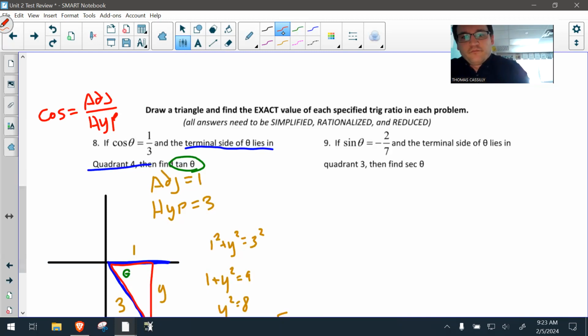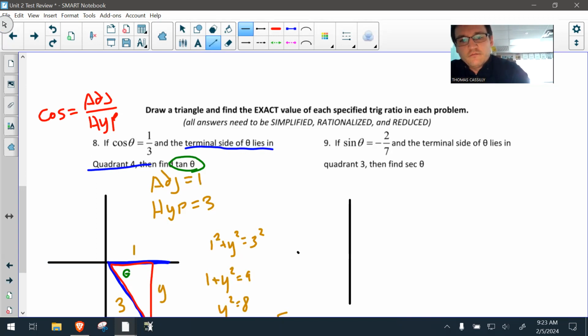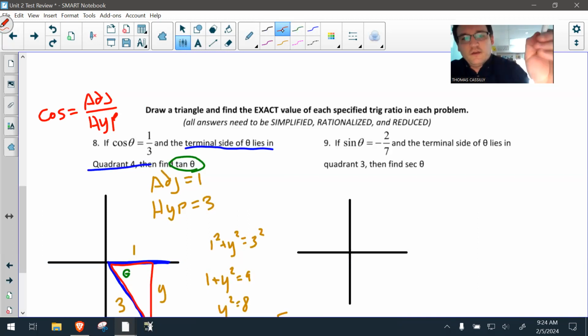Same thing here. Sine is, let's see here, I need another graph. Sine is equal to -2/7, and the terminal side of theta lies in quadrant 3. So here's our initial side, and the terminal side is somewhere down here. We don't really know where it is, but we can make a triangle out of it. Fill in our theta.